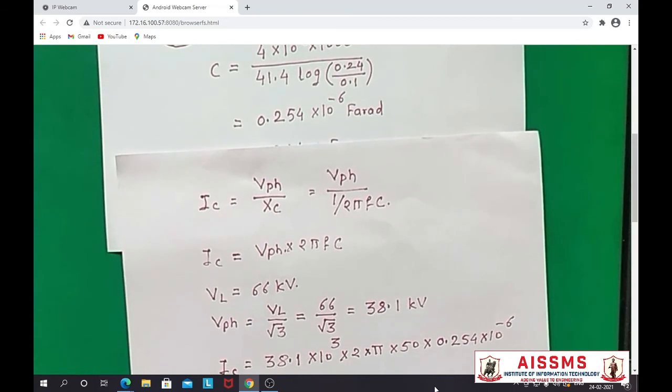So, in this way, for this numerical, we have calculated capacitance of a single core cable and the charging current.